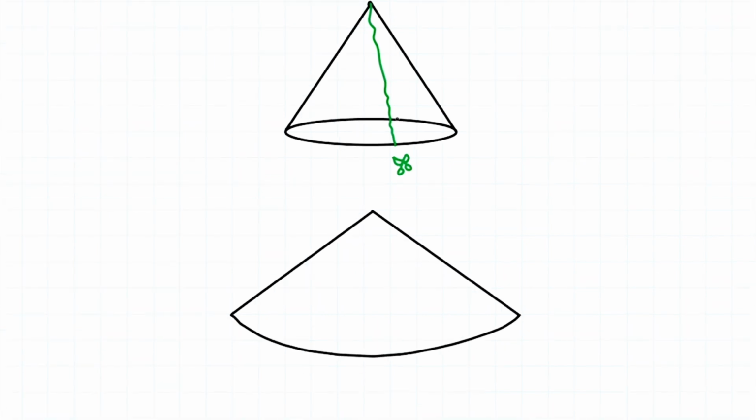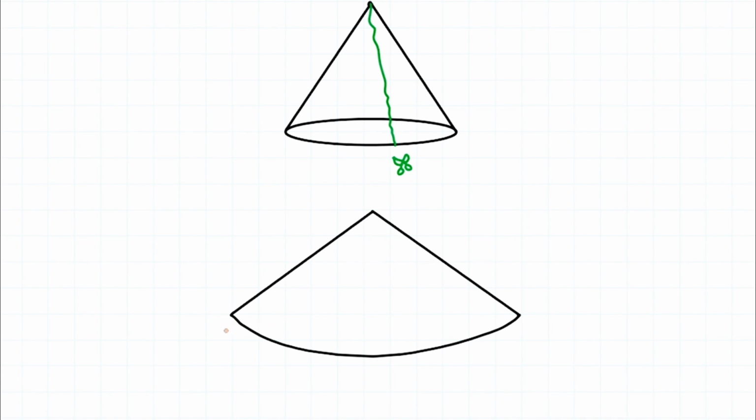Okay, so if we cut off our cone from this, then it will look something like this. Obviously, there is also going to be a circle over here, right? But I'm not making that part because we only need the curved surface area. So I'm just making the curved surface part over here. Now, how do we find the area of this curved surface?